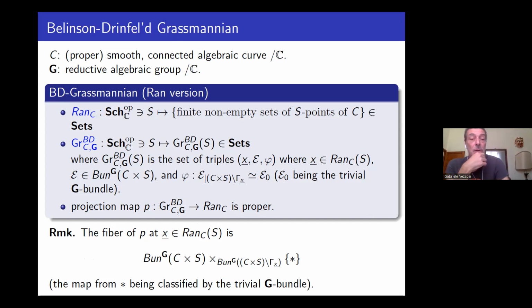So the fiber of this map from the Grassmannian to the Ran space at some point x, you can write it as a fiber product of groupoids, but it turns out that it's actually a set. So the map from the point, Spec ℂ, to Bun_G of C × S minus the graph is just given by the trivial bundle.